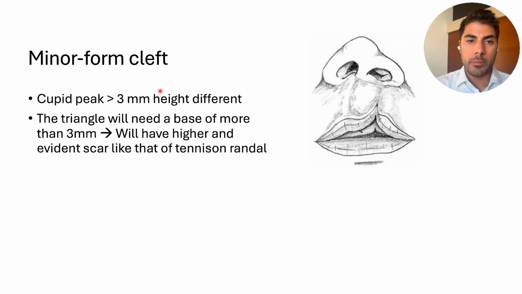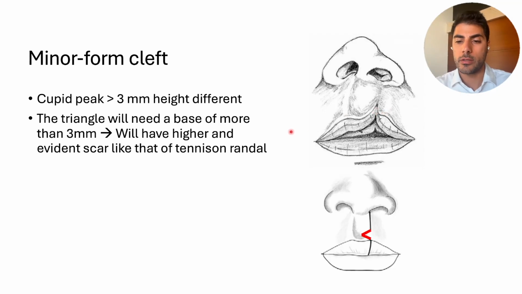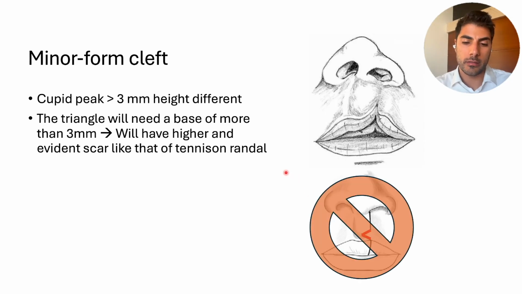And finally, for the microform cleft, here we have a difference of more than 3 millimeters, and thus we cannot use the C triangle right over here. Why? Because as we said earlier, if we use a C triangle that is larger than 3 millimeters, because the difference in height that we want to give here would be larger than 3 millimeters, we would have the same effect as the Tennison-Randall that we do not want, which is the large scar in the middle.